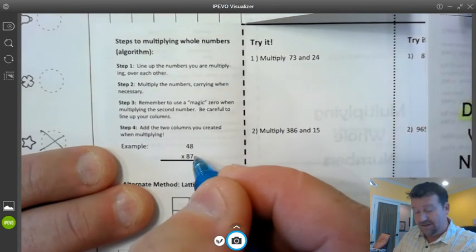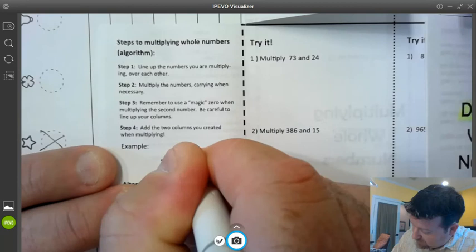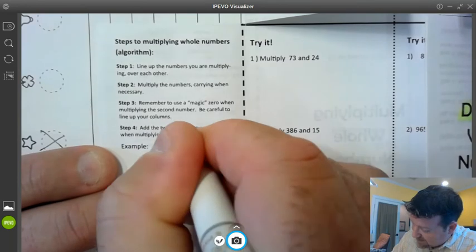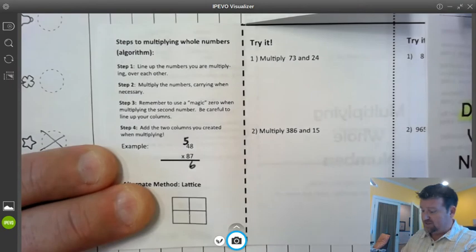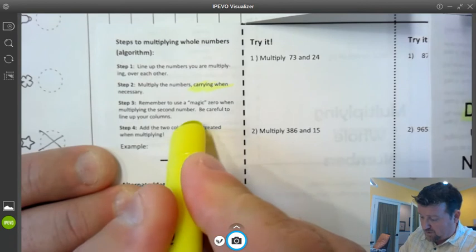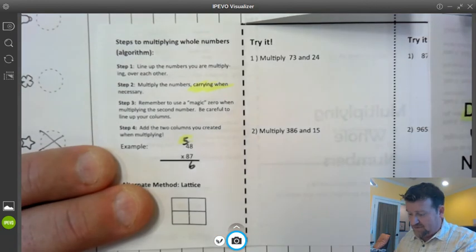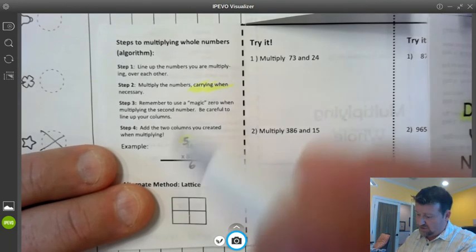8 ones times 7 ones is 56. That means I drop the 6 in 56, and I have to carry the 5. So keep in mind that this carrying process is what we're doing right here. And we have to do that when we're multiplying more than a single digit number. Okay? Now, let's go to the next digit, and it gets a little tricky.